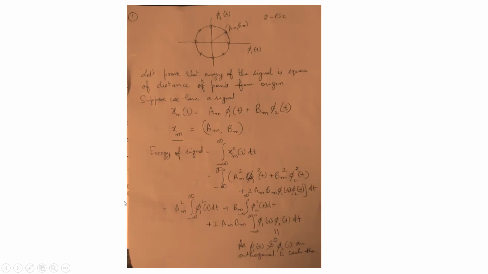What are the remaining factors? AM square phi1 square t, BM square phi2 square t. But these are unit energy signals, so the integrals of phi1 square t dt and phi2 square t dt should be equal to 1. So what is this equal to? AM square plus BM square. So the energy is equal to AM square plus BM square. So what is AM square plus BM square?